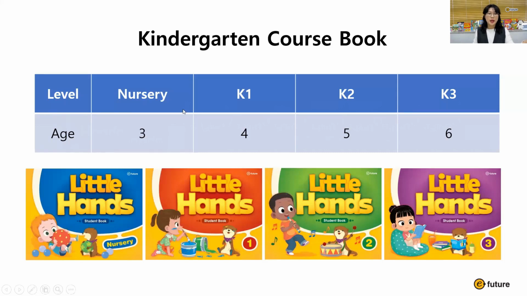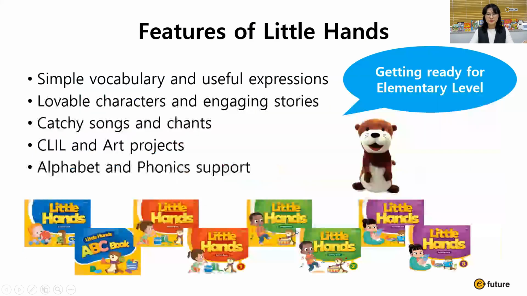So kindergarten course books, we have nursery, K1, K2, K3, age 3, 4, 5, 6. And we have simple vocabulary and useful expressions. And we have very cute characters. And have you seen our puppet? This is Chip. Okay. And we have a lot of stories, right? Engaging stories, songs, and chants. We have a lot of songs, right? Interesting songs, fun songs. And so you can do some actions together with your students. And we have CLIL and art projects and alphabet and phonics support.